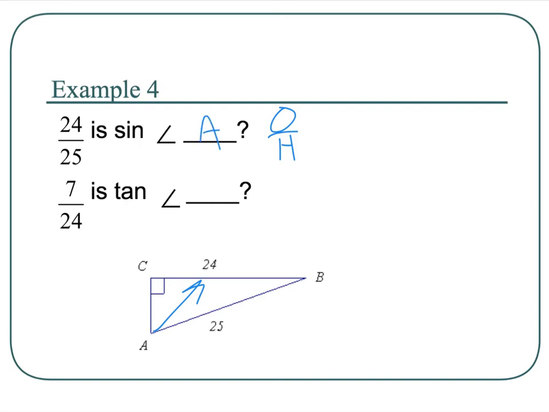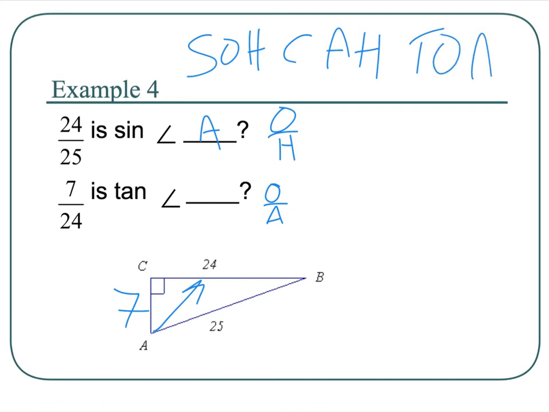And then 7 over 24 is the tangent of what angle? Where the heck is the 7? Oh wait, triples: 7, 24, 25. Tangent is opposite over adjacent, TOA, in case you forgot to write it down. So what angle is opposite of 7? That is angle B. All right, awesome.